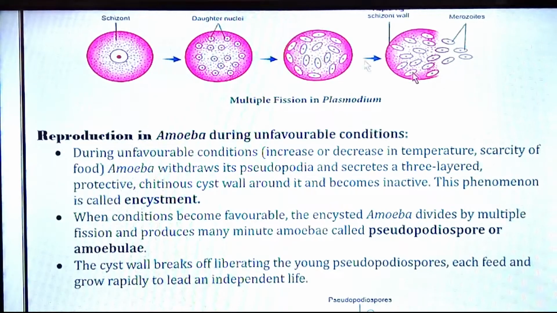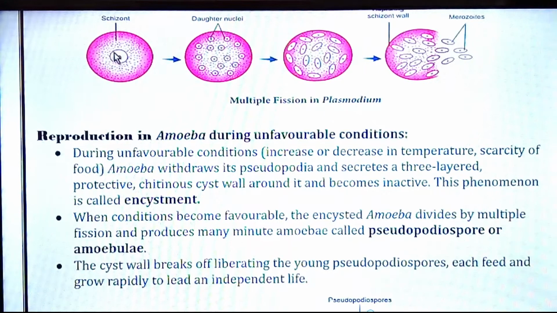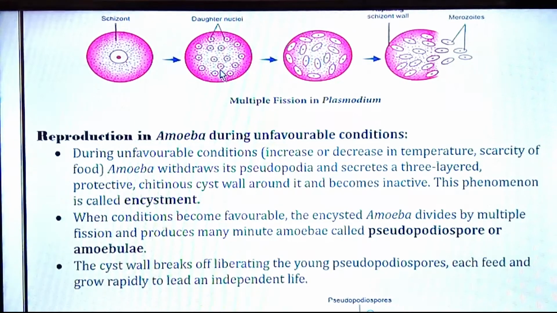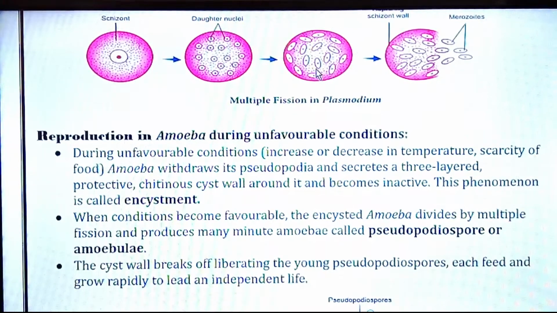To understand the multiple fission in Plasmodium, here this is the Plasmodium cell which will form a schizont. Inside the schizont, the nucleus will divide into many daughter nuclei like this, and they will mature inside the schizont itself. Once the maturity is over, the schizont wall will rupture to liberate the merozoites.